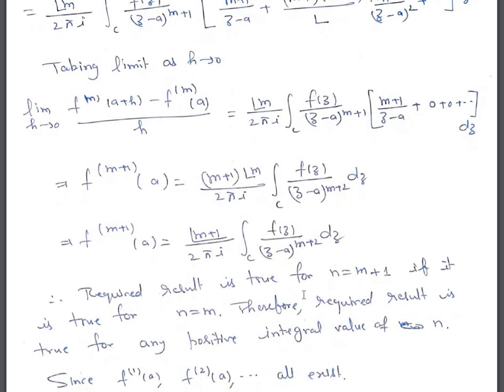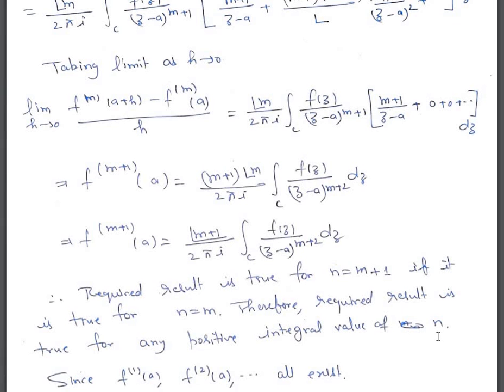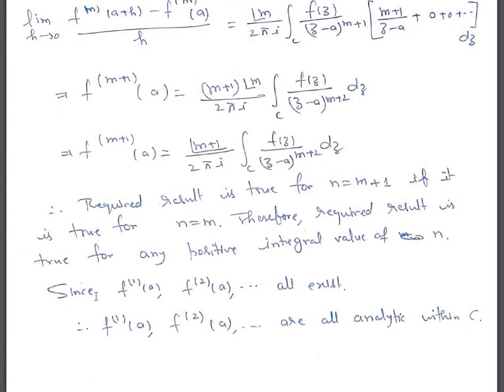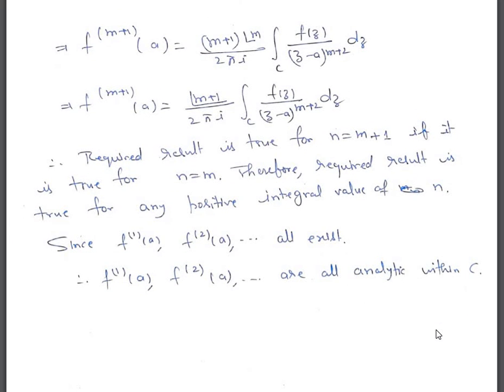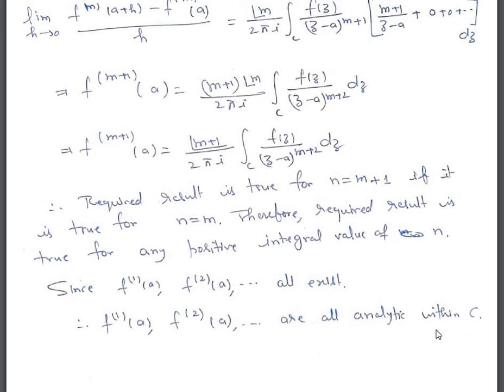So therefore the required result is true for n equal to m plus 1 if it is true for n equal to m. So therefore by the principle of mathematical induction this result is true for any positive integral value of n. Now here you can see that f'(a), the first derivative, second derivative all exist. So therefore because f(z) is analytic, these functions f1(a), f2(a) are also analytic within C. That's what we had to prove.